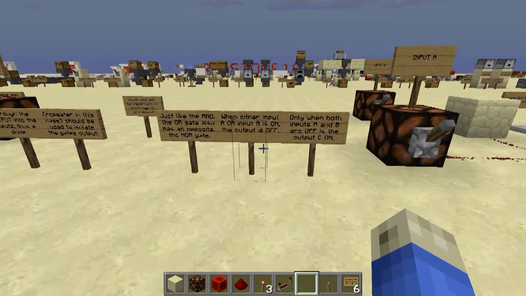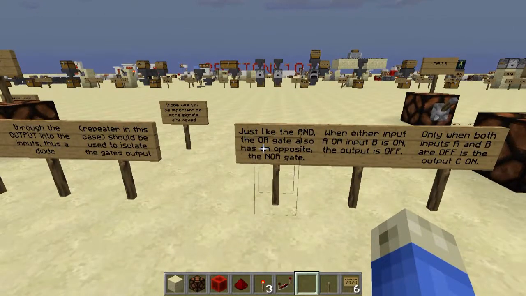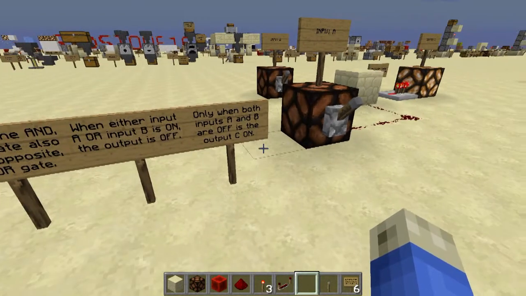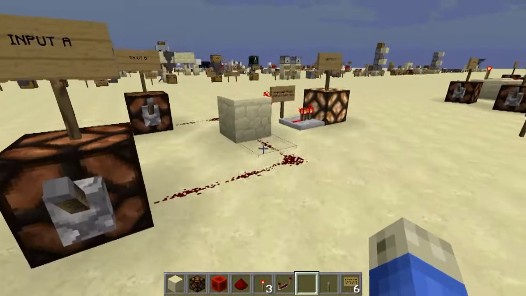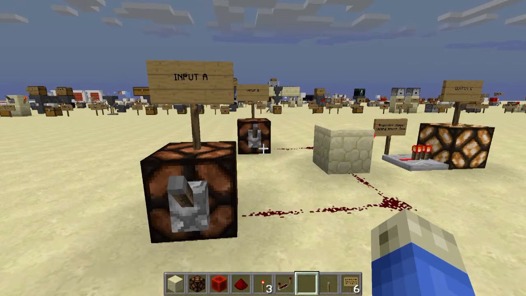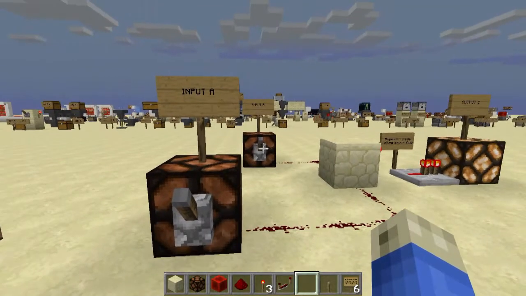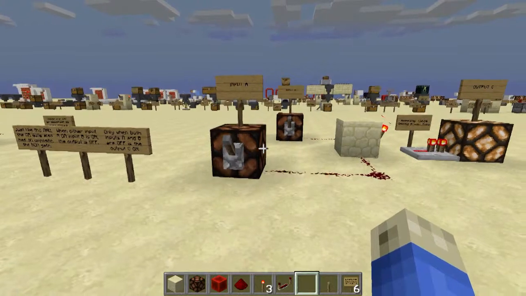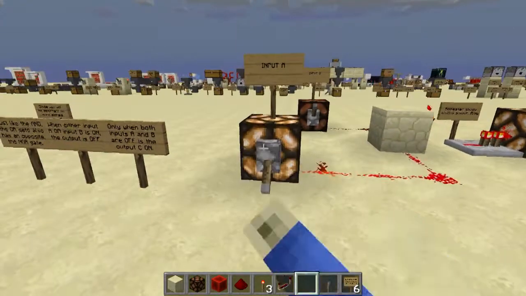Now, just like the AND gate, the OR gate also has a direct opposite, the NOT OR gate, known as the NOR gate. When either input A or B is on, the output is off. Only when inputs A and B are off is the output on. So right here you can see that. We have both A and B off, so the output is on. If either one of them turns on, this will go off.